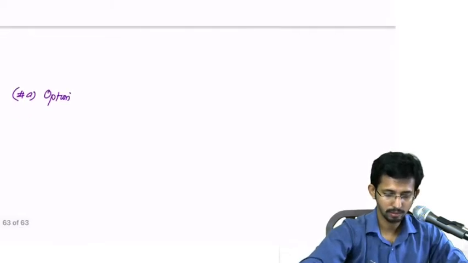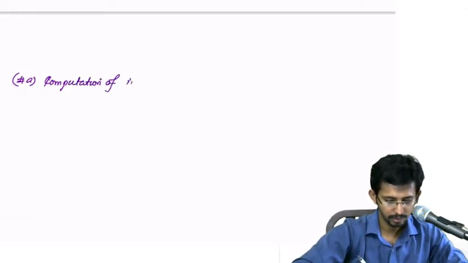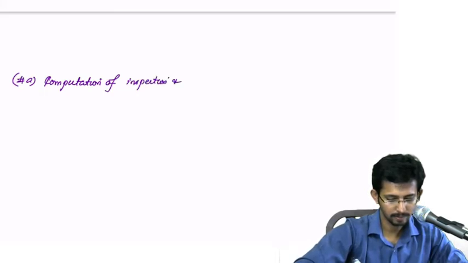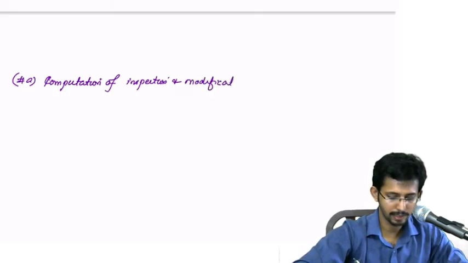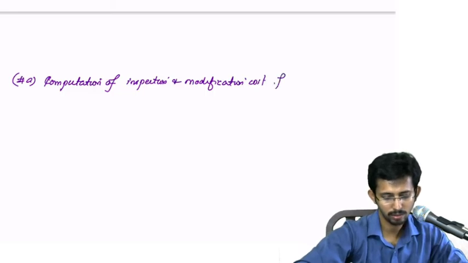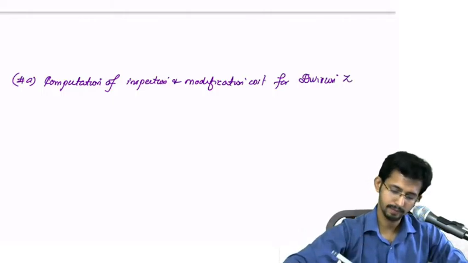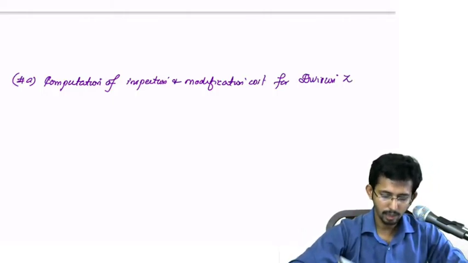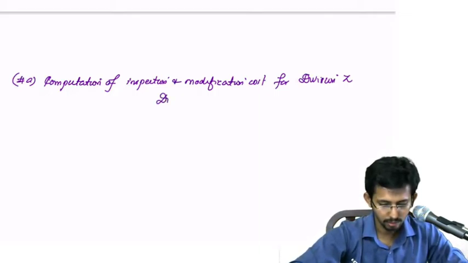Okay, so option or computation of inspection and modification cost for division Z. Okay, now as far as division Z is concerned, it has got 3 options. So division Z has 3 options.